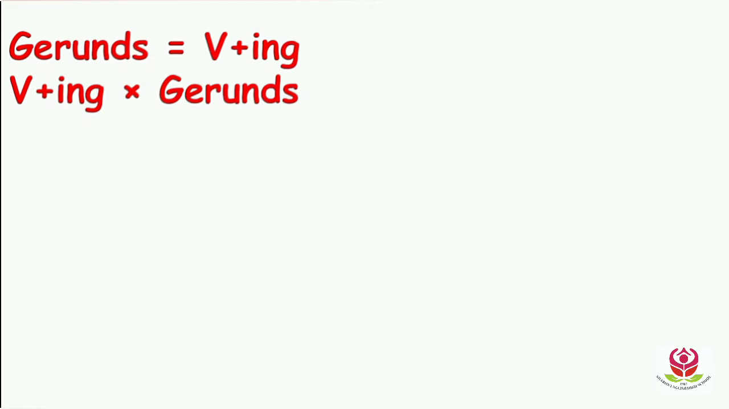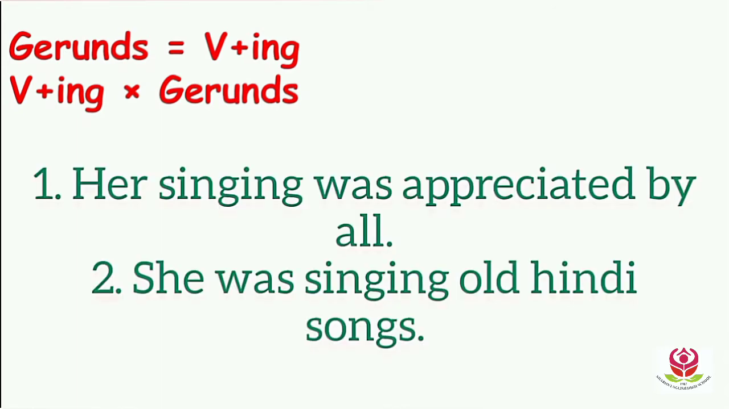Look at these two examples. First, her singing was appreciated by all. Second, she was singing old Hindi songs. In both the examples, singing is a verb with ing. But in the first example, singing is acting as a gerund, and in the second example, it is acting as a present participle. So the question is, how are we going to identify gerunds?